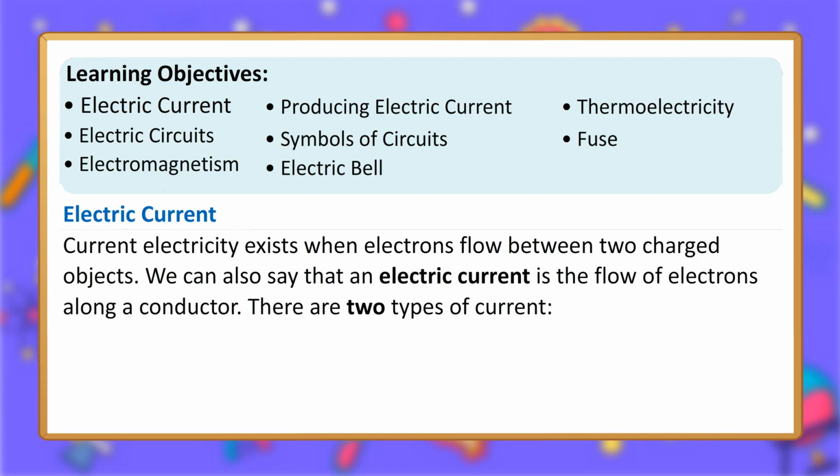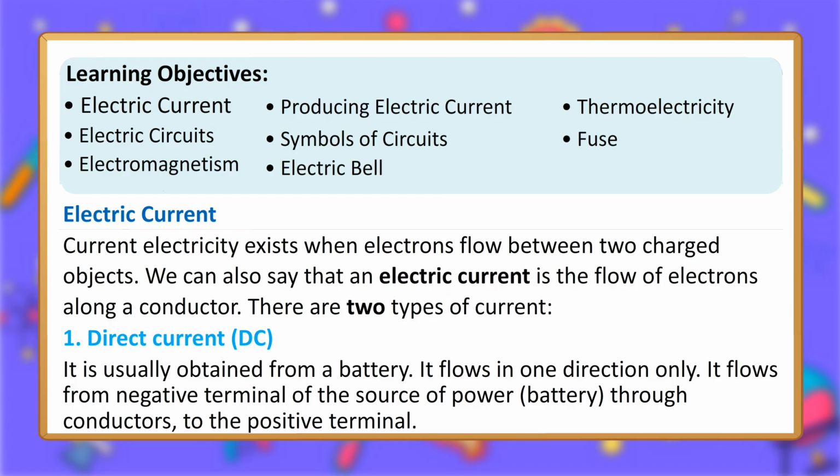Electric current. Current electricity exists when electrons flow between two charged objects. We can also say that an electric current is the flow of electrons along a conductor. There are two types of current. 1. Direct current, DC. It is usually obtained from a battery. It flows in one direction only. It flows from the negative terminal of the source of power, the battery, through conductors, to the positive terminal.